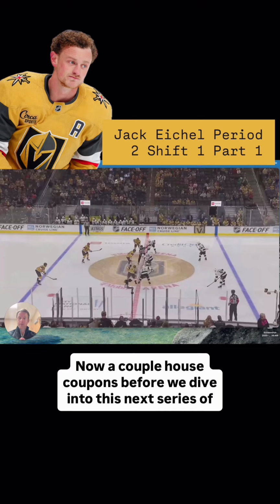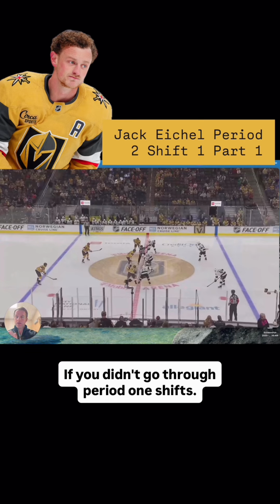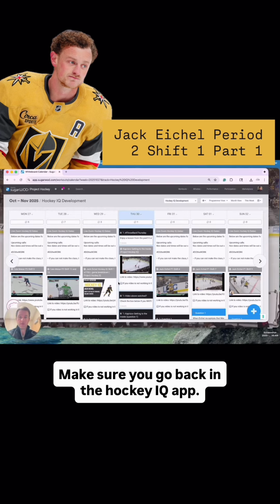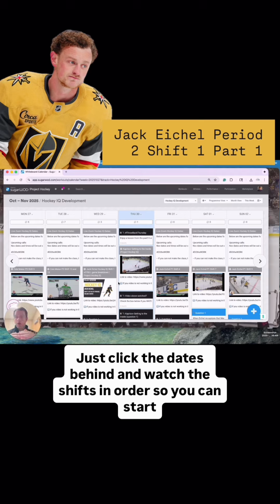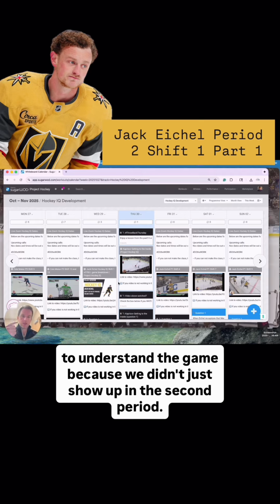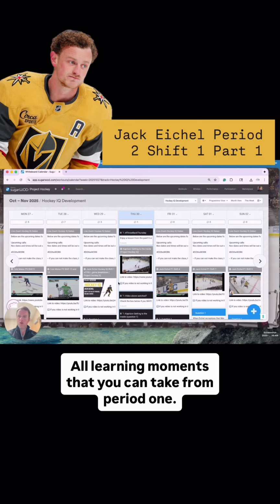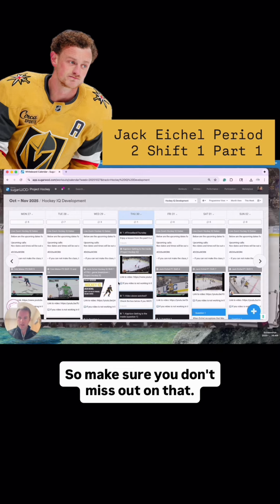Now, a couple housekeeping items before we dive into this next series of development. If you didn't go through period 1 shifts, make sure you go back in the Hockey IQ app, click the dates behind and watch the shifts in order so you can start to understand the game, because we didn't just show up in the second period. We made plays, we made bad plays, we made good plays, all learning moments that you can take from period 1, so make sure you don't miss out on that.